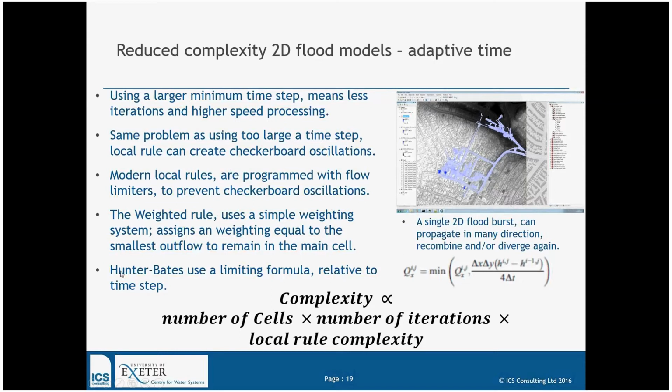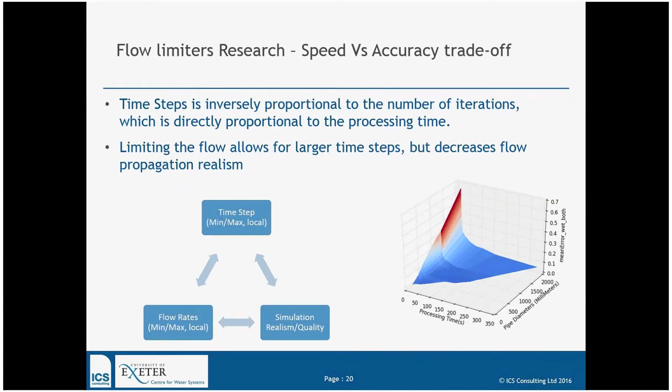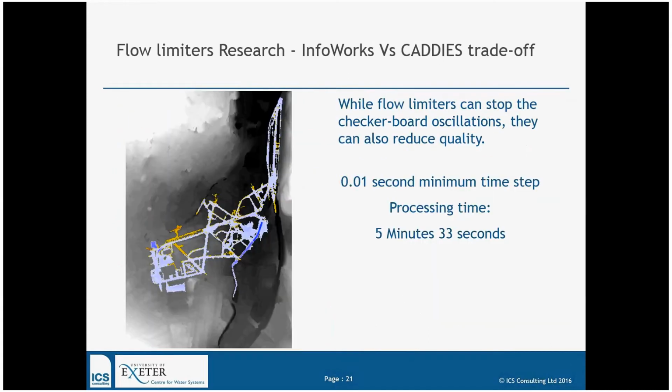So an alternative rule, the Hunter-Bates rule, uses a flow limiter based on the time step. It's a similar sort of concept, but you're going to get this problem where if you use a much larger time step, you will get a quicker processing time, but you won't get as much propagation. So instead of this checkerboard oscillation, you simply get a lesser quality of the simulation.